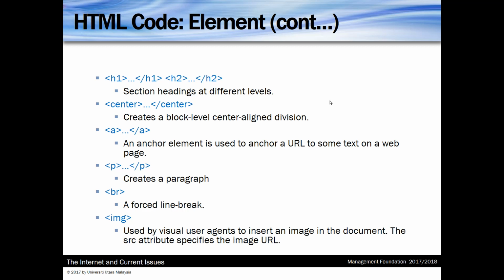Center creates a block level element that should be center aligned. A is an anchor element used to anchor a URL to some text, for example, hyperlinks. P is to create a paragraph. BR is to force a line break. And IMG is used by visual user agents to insert an image. IMG is an image, and the src attribute specifies the image URL, like one of the previous examples that I showed.